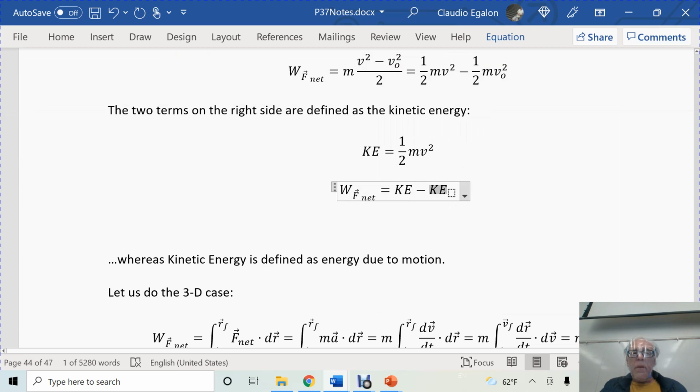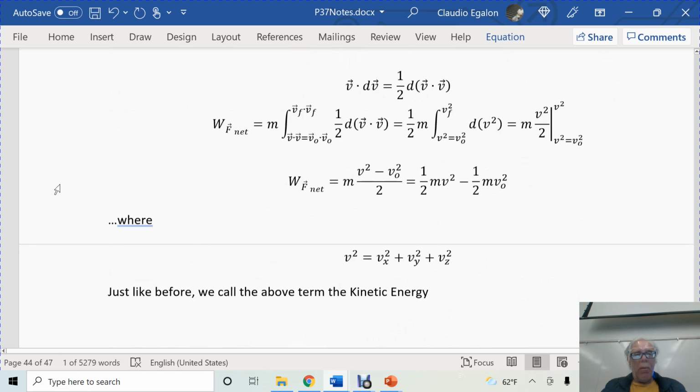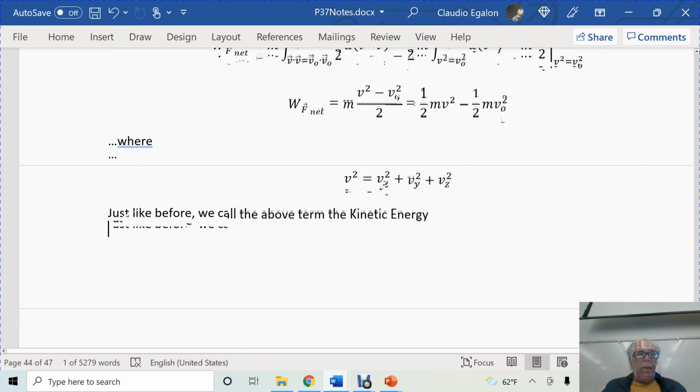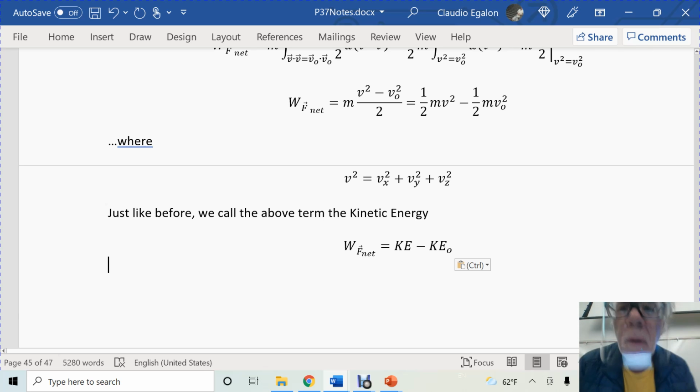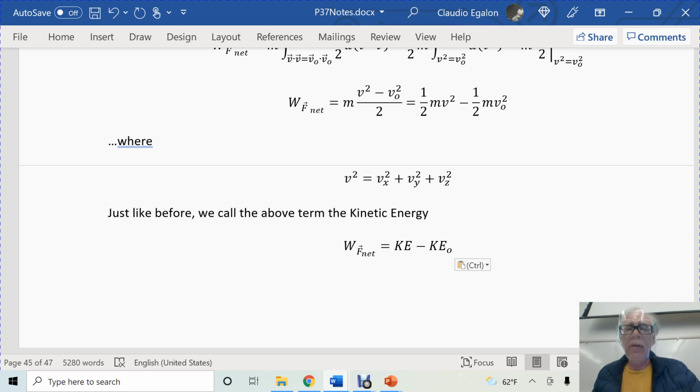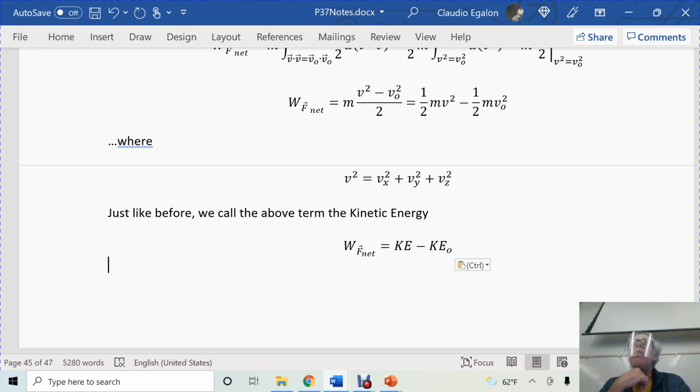Can you remember that easily? It's a simple result, right? That's what the work-kinetic energy is all about. The work of the net force is just the difference between the final kinetic energy and the initial kinetic energy. The format looks the same, right? But the velocities are different, whether it's in one dimension or three dimensions.